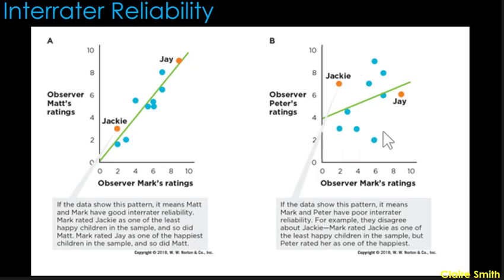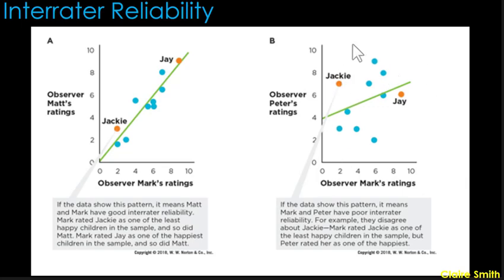If you get data that looks like this, then that's not going to be good inter-rater reliability. It's going to be bad, right? Because Mark thought Jackie looked very happy, but Peter thought Jackie did not look happy, right? So we want Jackie to be right at the same level for both of them, but it wasn't.